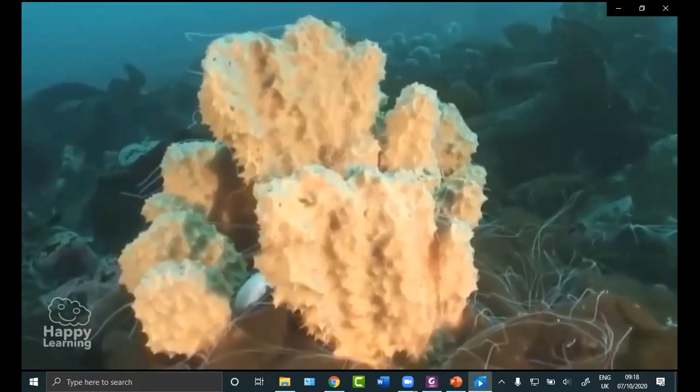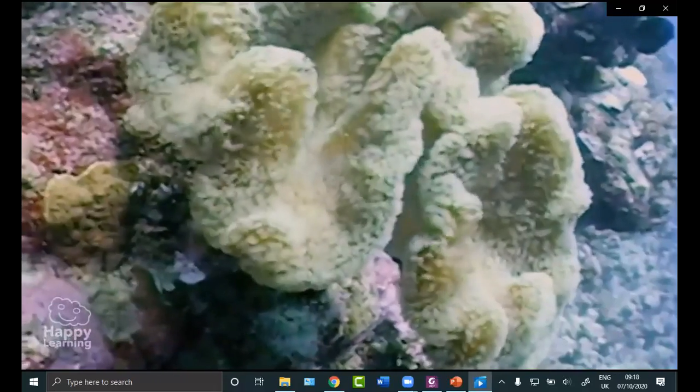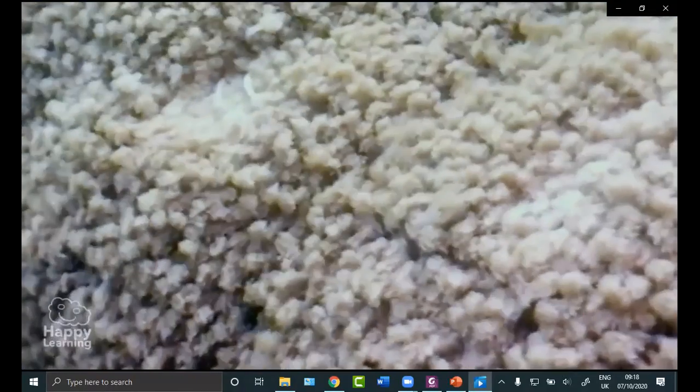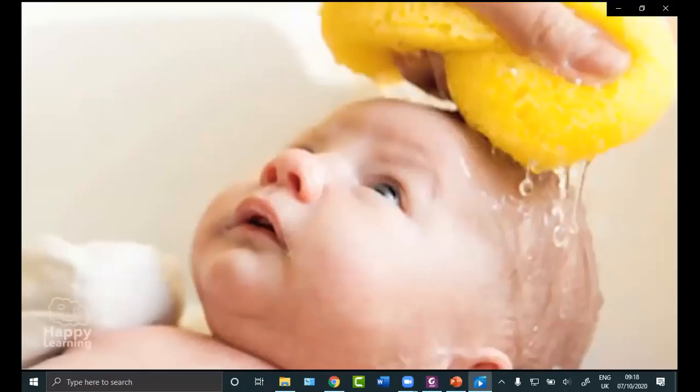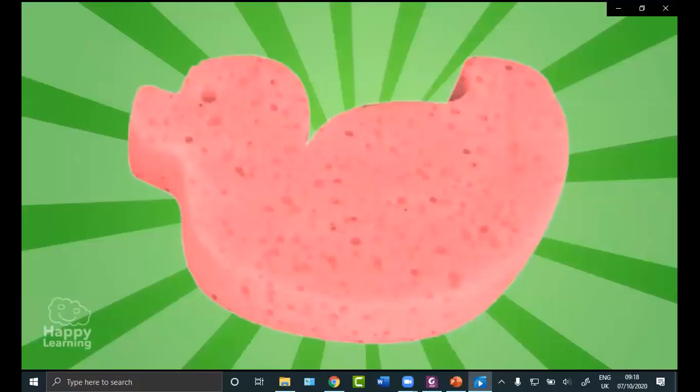The sponges are aquatic animals that are sac-shaped and the body is full of pores. It is very easy to remember this group because many times we use them in the shower for our personal hygiene. Yes, many of the sponges we use in the shower are invertebrate animals.